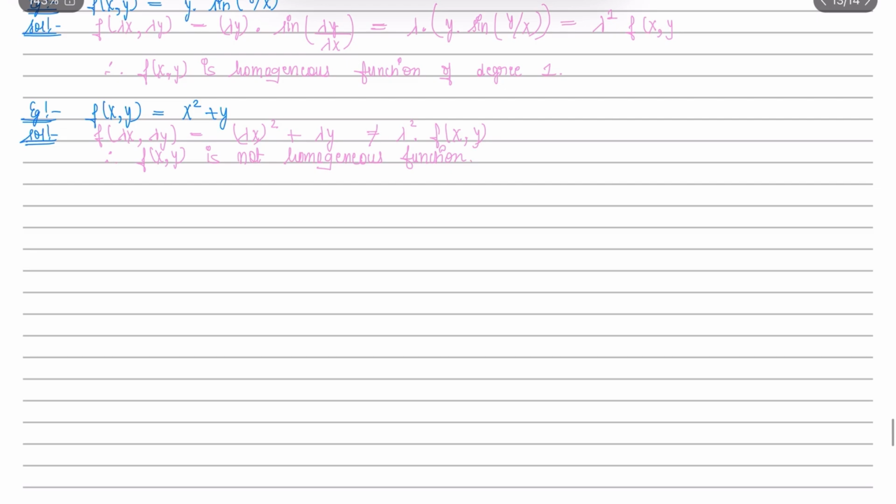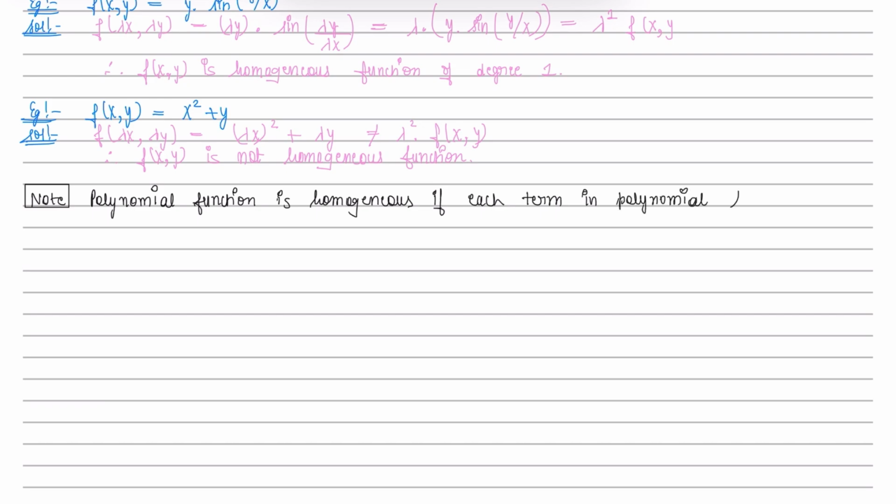From here, we can make a note which says: a polynomial function is homogeneous if each term in the polynomial has the same degree.